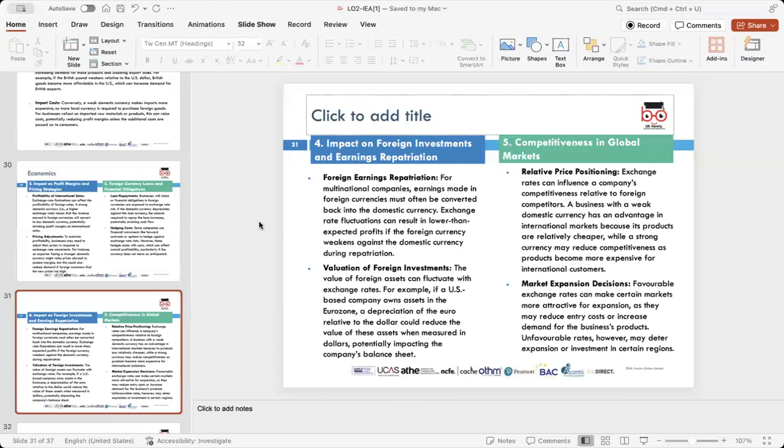Valuation of foreign investment. The value of foreign assets can fluctuate with exchange rates. For example, if a US based company owns assets in the Eurozone, a depreciation of the euro relative to the dollar could reduce the value of these assets when measured in dollars, potentially impacting the company's balance sheet.